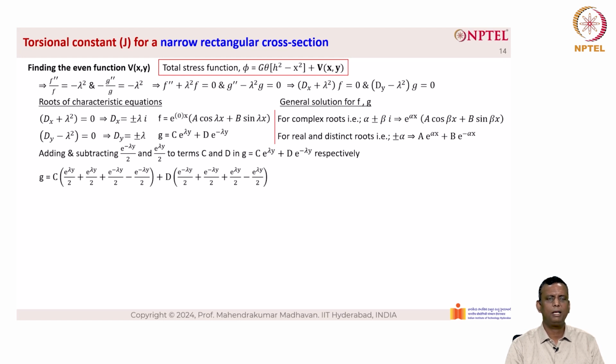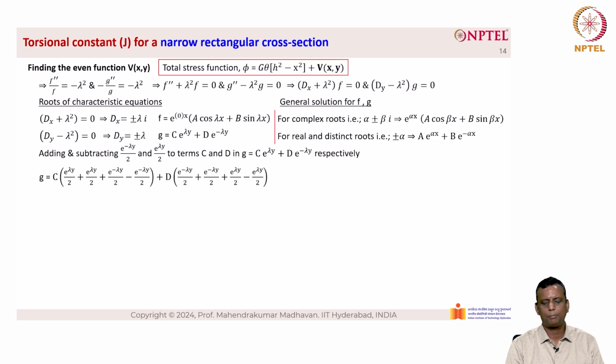This is to simplify in terms of hyperbolic functions, which you will come across very shortly. The next is plus d into, again we are splitting this e power minus lambda y into 2 halves. So it becomes e power minus lambda y by 2 plus e power minus lambda y by 2 plus e power lambda y by 2 minus e power lambda y by 2.